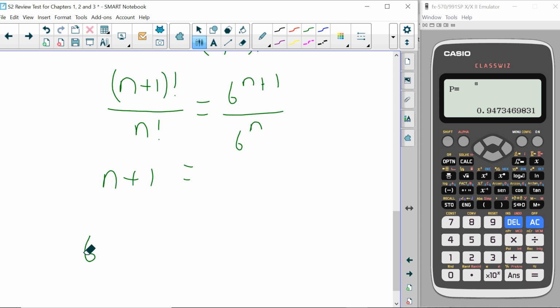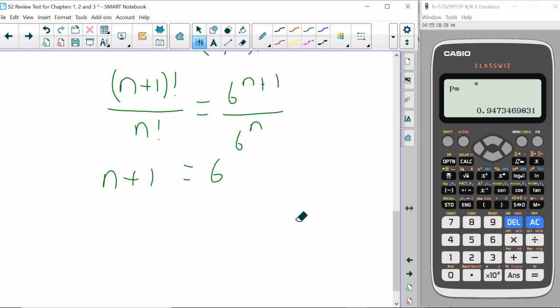Now, 6 to the n plus 1, if you think about your power laws, that's the same as 6 to the n multiplied by 6 to the 1, because if you multiply powers together, you add them. But 6 to the power of 1 is just 6. So what I've actually got is 6 loads of 6 to the n. If I divide 6 loads of 6 to the n by 6 to the n, the 6 to the n's will cancel. So therefore, what I'm left with on the right-hand side is just 6.